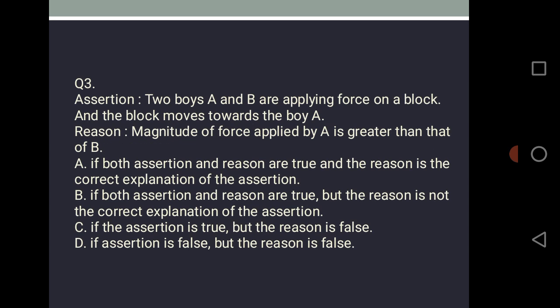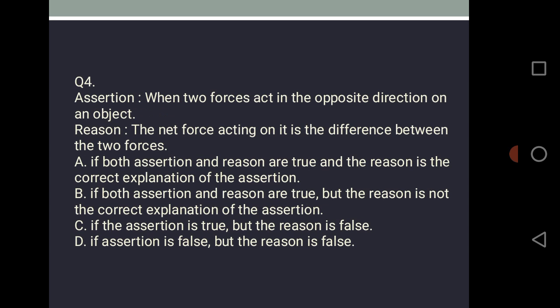Now we have question number 4. Assertion. When two forces act in the opposite direction on an object, reason, the net force acting on it is the difference between the two forces.